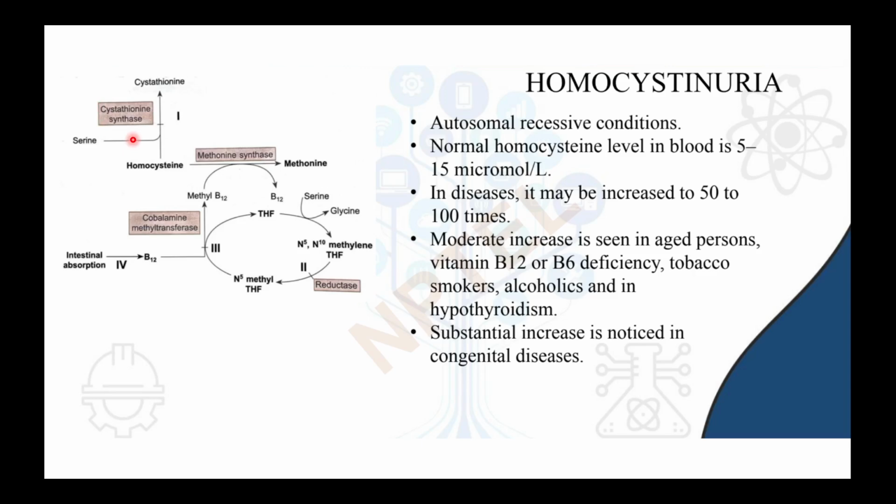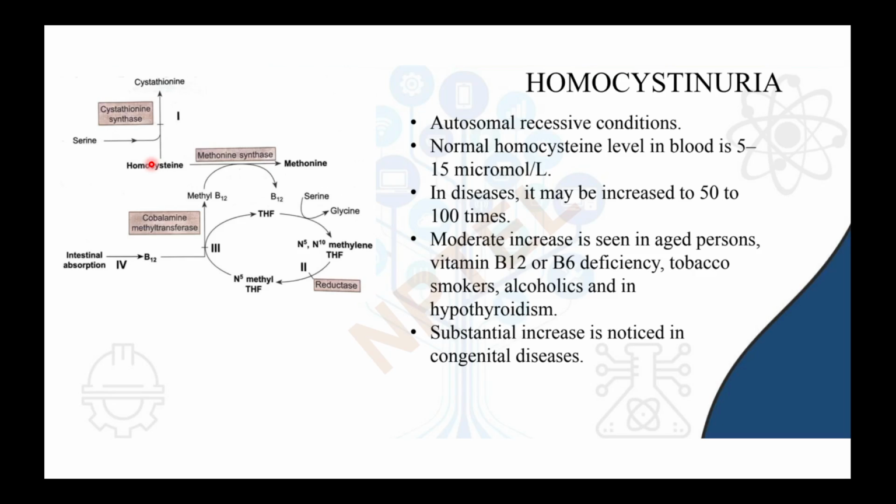Okay. Now in this pathway, if the cystathionine synthase is deficient, there will be homocysteine accumulation, right? And that homocysteine accumulation will lead to homocysteine excretion in the urine. And the condition is called homocystinuria. Okay. So mostly it is an autosomal recessive condition.